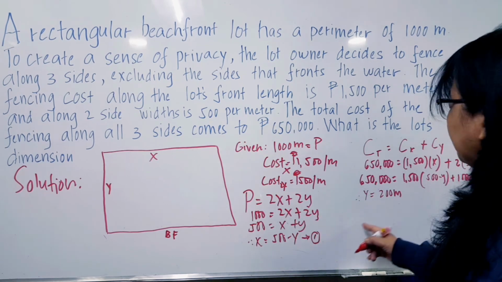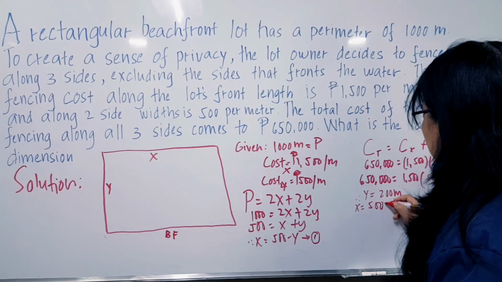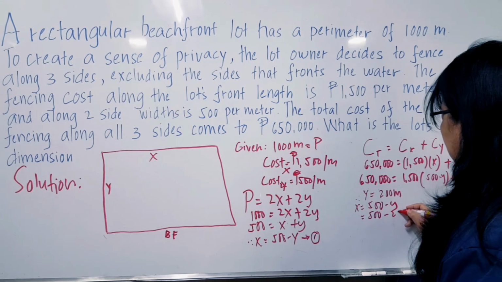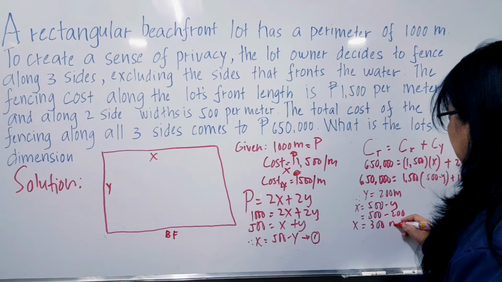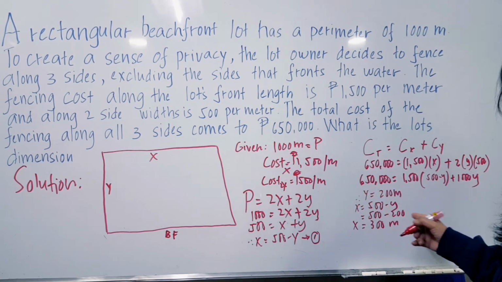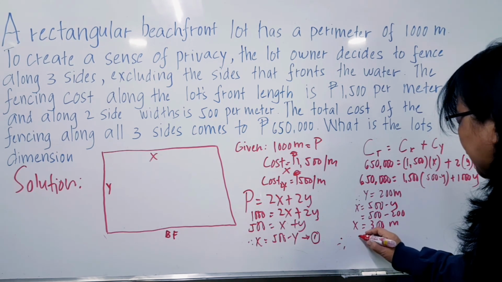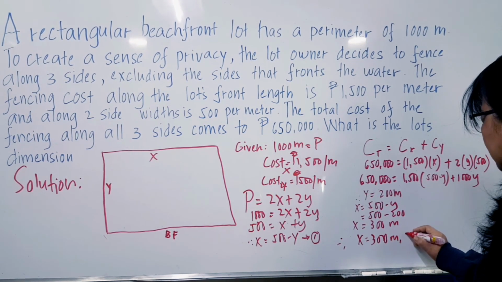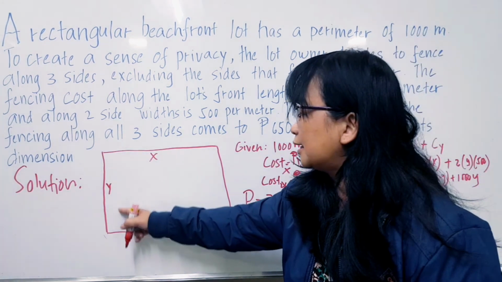So, how to find the x? Of course, from this equation, x is equal to 500 minus y. Then, substituting the value of y we just solved, 500 minus 200, x therefore is equal to 300. So this is in meters and the other one is in meters, because from the very beginning, it is in meters, so we have to be consistent with our measurement. So, therefore, the answer is x is equal to 300 meters and y is equal to 200 meters. Yan ang hinahanap natin, ang x at saka y.